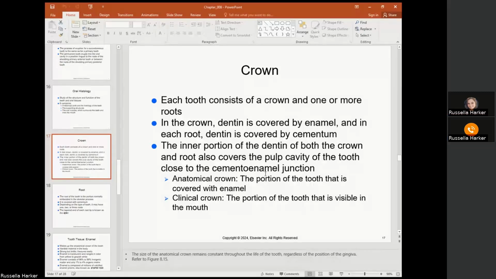In that recession area, we will not have enamel covering the part of the root that is exposed. However, the anatomical crown will stay the same. Only the portion of the crown that is covered in enamel is the anatomical crown. But now you can see more of the tooth in the mouth. So the clinical crown is always the whole part of the tooth that you can see in the mouth. But the anatomical crown is only what is covered in enamel.